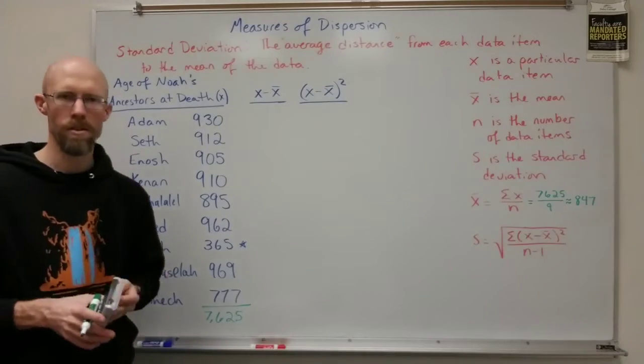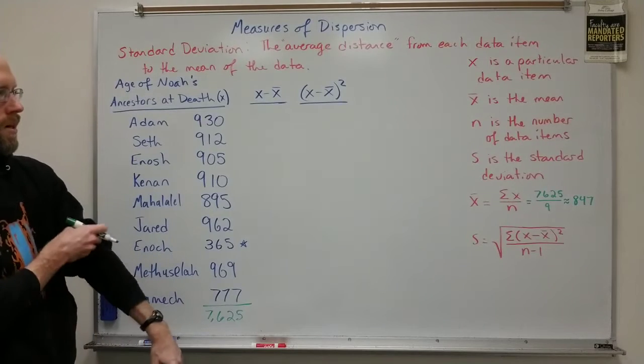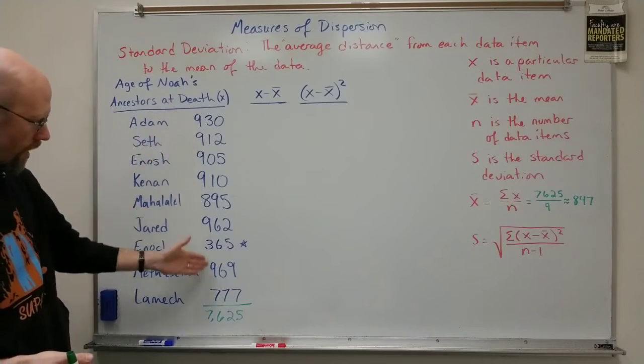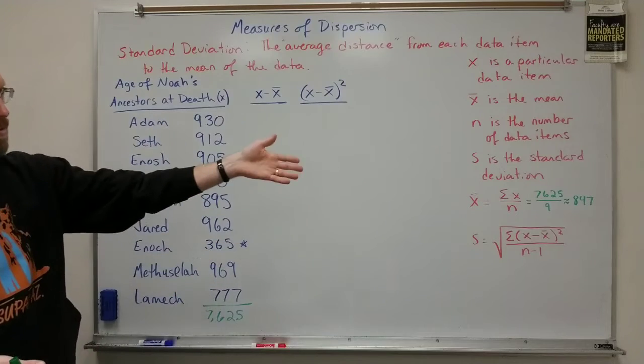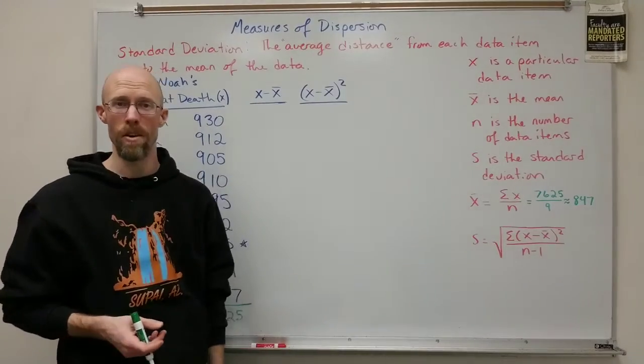It's going to be close enough for what we're going to do here. Okay. All right, so there's our mean. So that means out of all 9 of these people, they live to be approximately at an average of 847 years old. Okay.